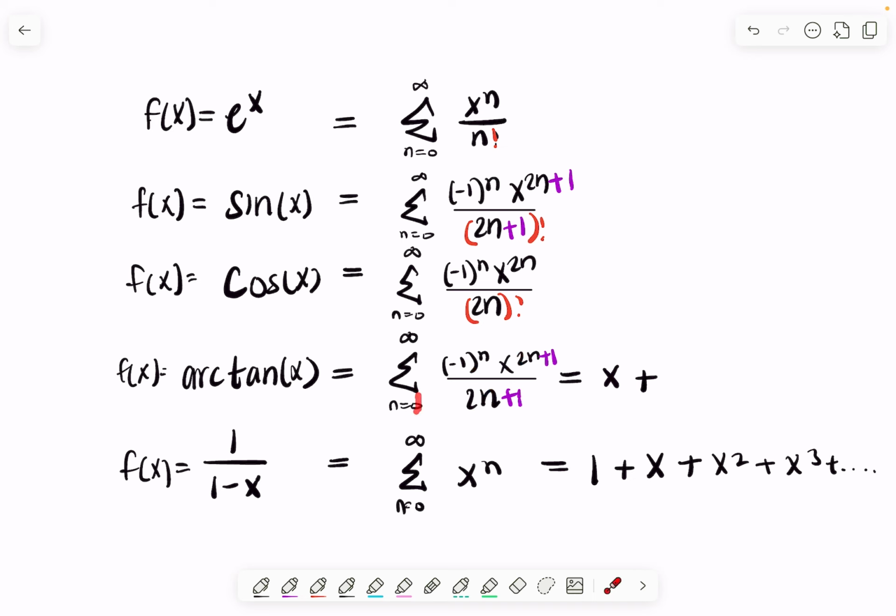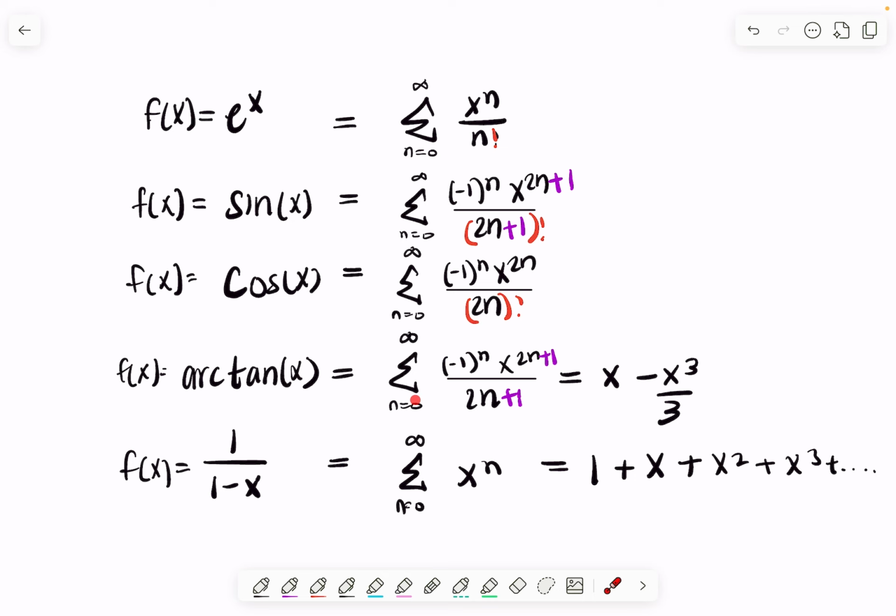Then you move on to n equals 1. You plug in 1, 1, 1. Negative 1 to the first power is negative 1. Then 2 times 1 is 2, plus 1 is 3, so x cubed. And then 2 times 1 is 2, plus 1 is 3. So we have negative x cubed divided by 3. And because you know it's alternating, you know that the next term is going to be positive. That's what this alternating tells you.